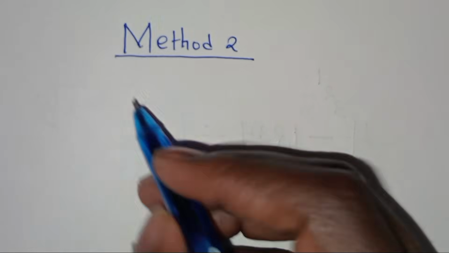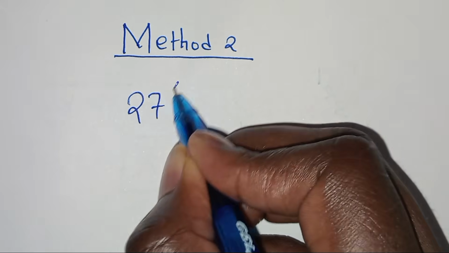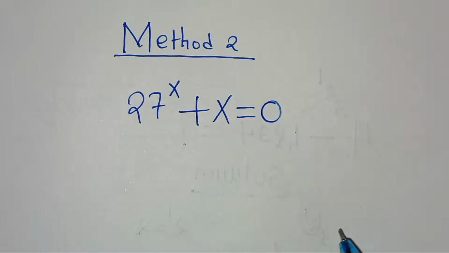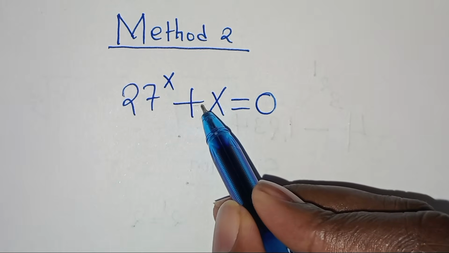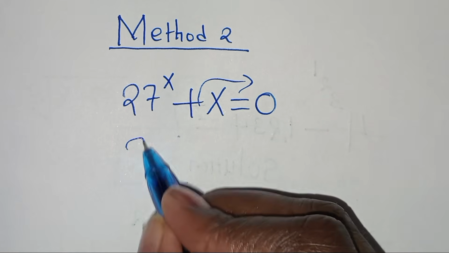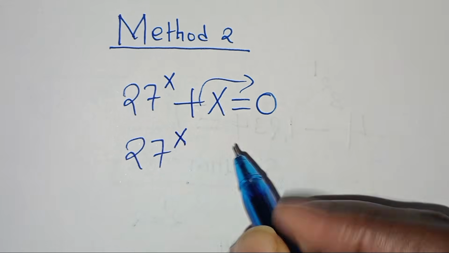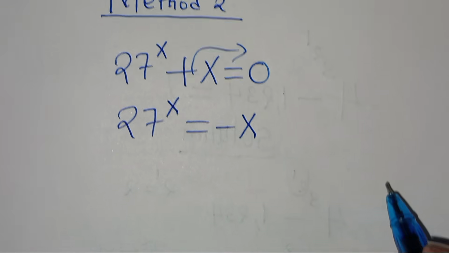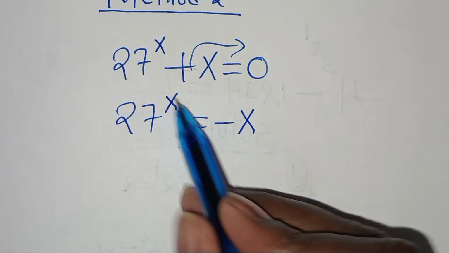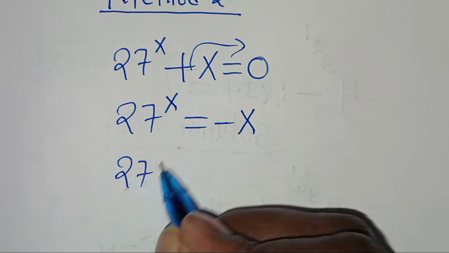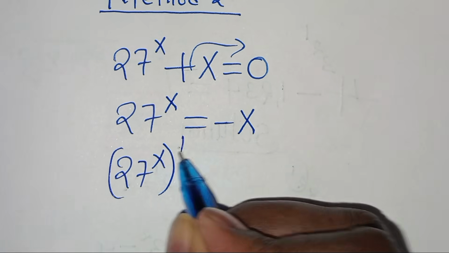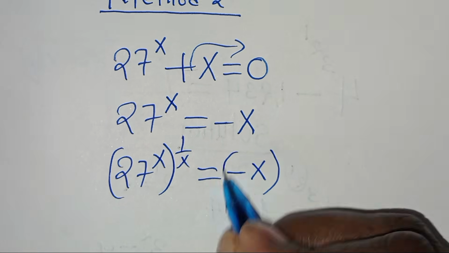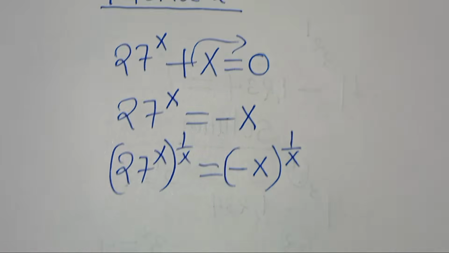So in method 2 here, we have 27 raised to the power of x plus x equal to 0. So let's take plus x to the right hand side. This means we have 27 to the power of x equal to minus x. So let's eliminate this power here by multiplying both sides by 1 over x. This is equal to minus x raised to the power of 1 over x.